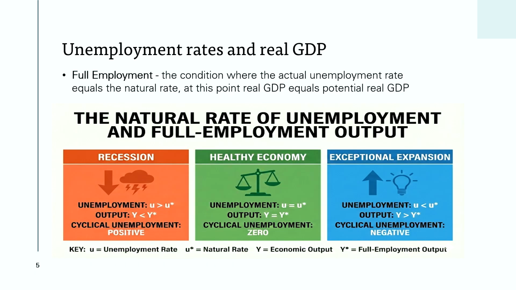In macroeconomics, we use the term full employment to describe a situation where the actual unemployment rate equals the natural rate. At this point, cyclical unemployment is zero. When we are at full employment, the economy is producing its potential real GDP. If unemployment is higher than the natural rate, we are in a recession and losing out on potential output. If it's lower, we are in an exceptional expansion.